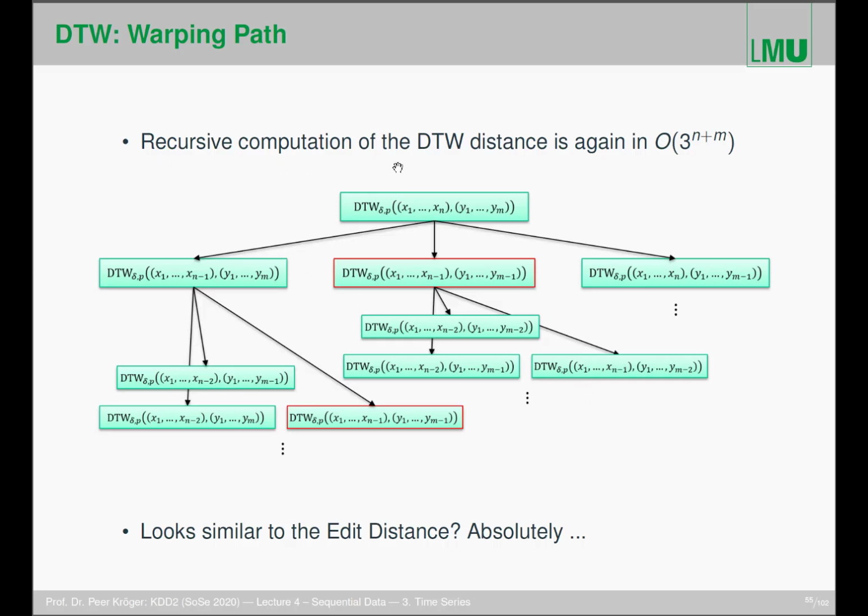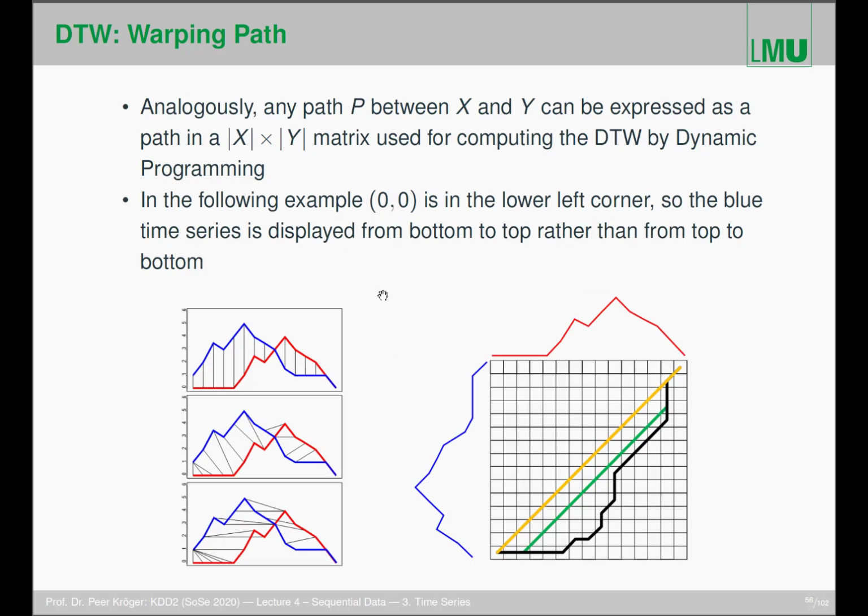Yeah, so the recursive computation of the DTW distance is again obviously in O(3^(n+m)). It looks very similar to the edit distance, absolutely. So we can also solve the whole thing by using the same dynamic programming scheme as we have experienced in the chapter on the edit distance. Any path between x and y can be expressed as a path in the x times y matrix using the dynamic programming scheme.